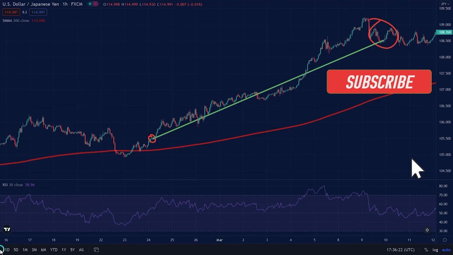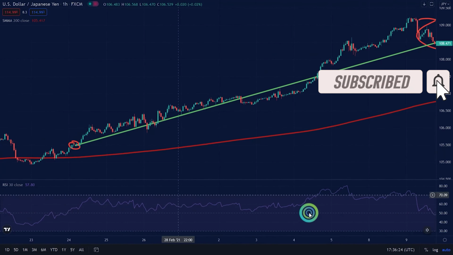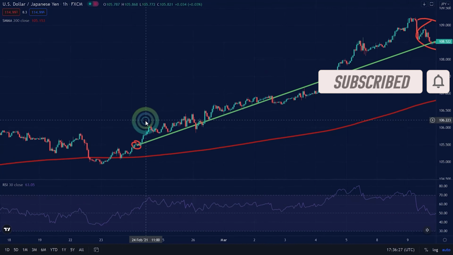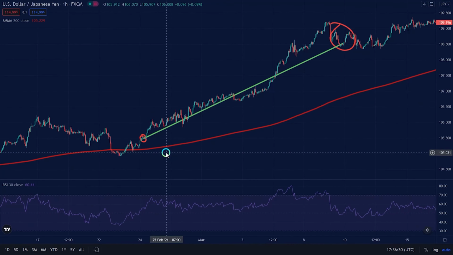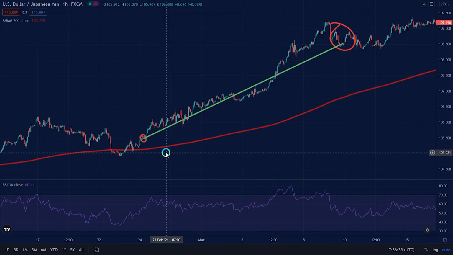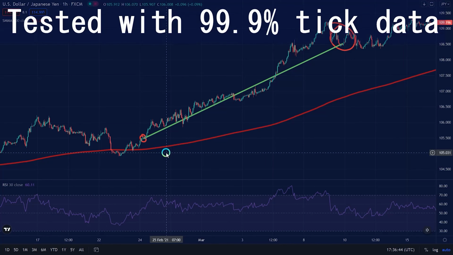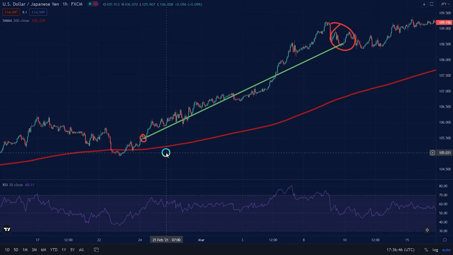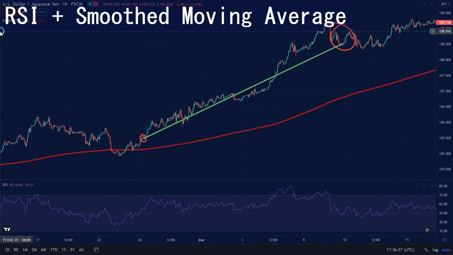In today's video, I will talk about a really good strategy that you can try out anytime and that can make serious amounts of pips for you. It is a really simple strategy, yet really effective. I tested it with a 99.9% tick data quality backtest and variable spread, commission plus slippage, because I wanted to look at the charts as real as possible.